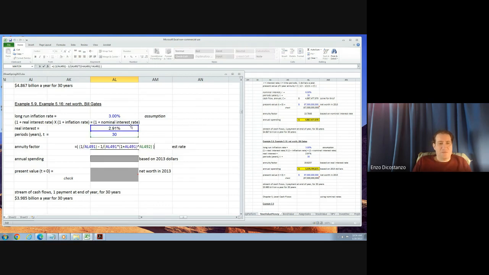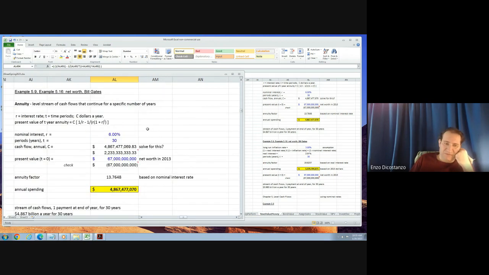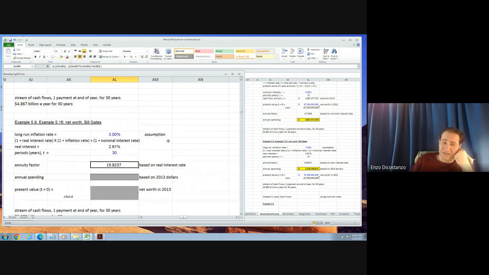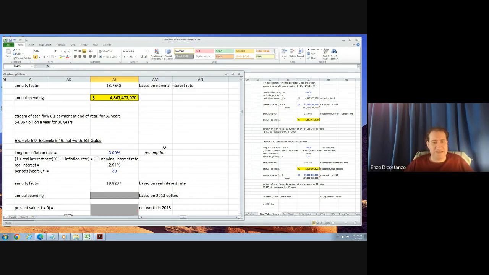Okay, so now with the inflation impact, you see how that's impacted your capital plan, your capital management. Now you need $19.82 as opposed to $13. You needed more because inflation's eating away at what you want to spend. Okay, so the inflation adjusted capital that you need is about $20 to pull out a buck for the next 30 years. Okay. And again, now this is all based on 2013 dollars. Annual spending, this is the same.